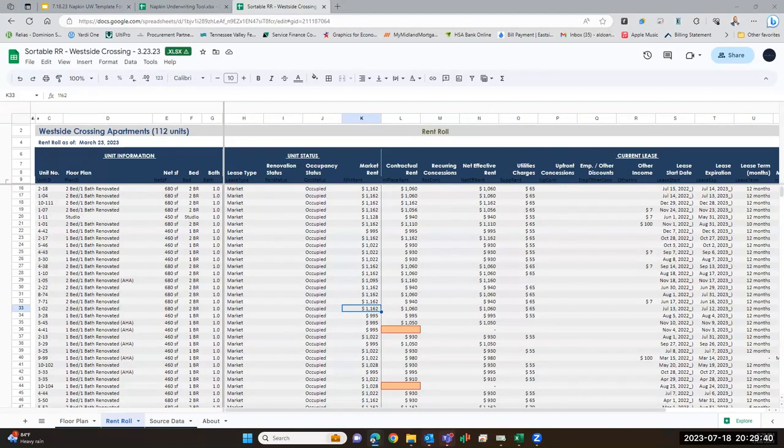One thing you'll also notice on here is utility charges. If there's any bill back program, RUBS, anything else like that, it sometimes does show on the rent roll and how it's allocated. Now, keep in mind, you may see differences. You may see some units that don't have it and some that do.